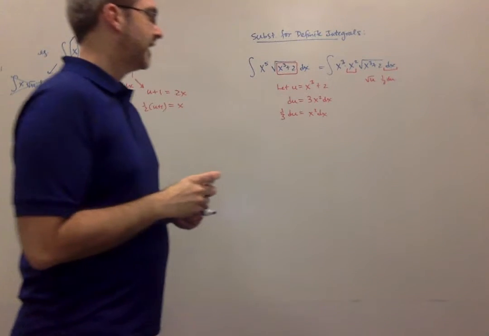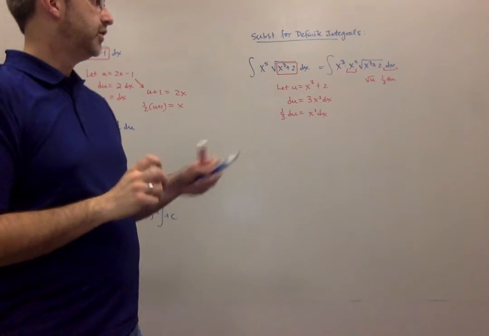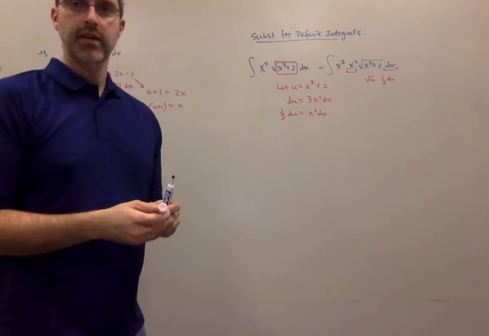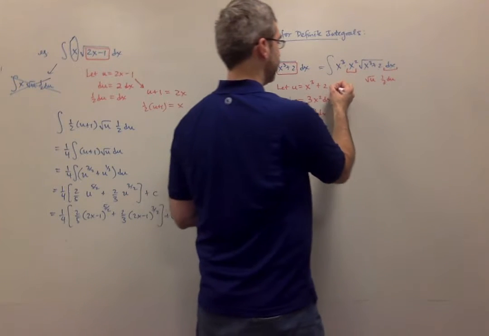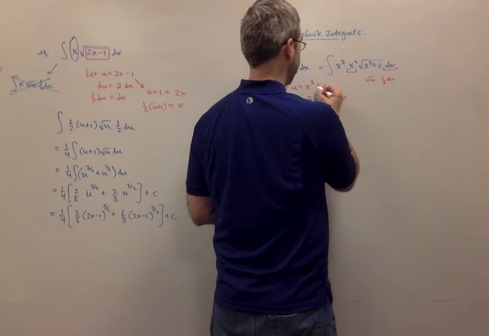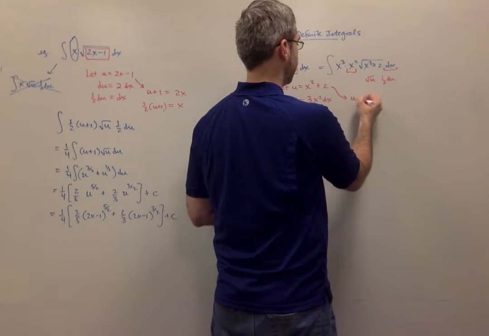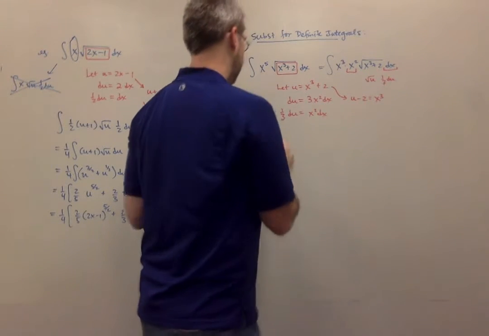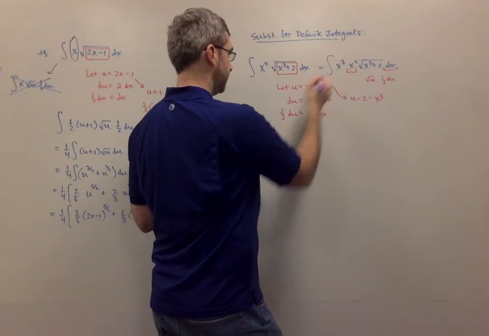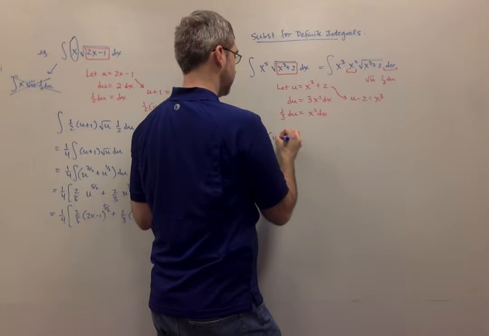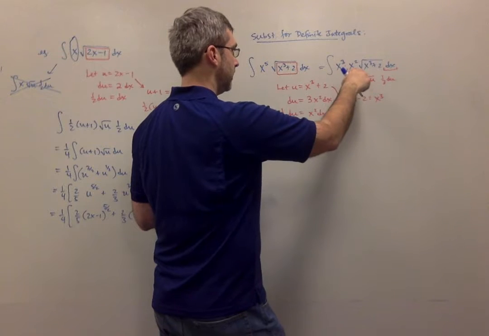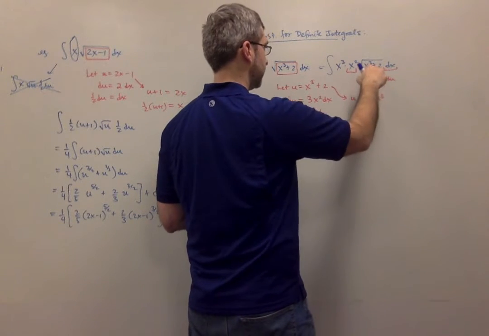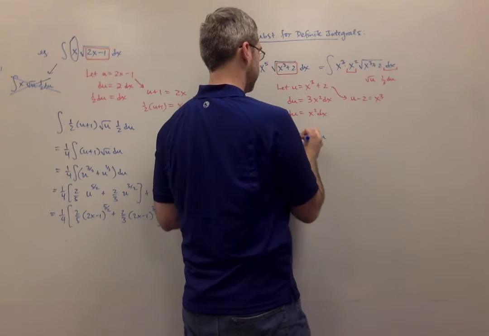But I've got that pesky x cubed sitting here that I haven't substituted for yet. How am I going to get rid of that? Well, what I need to do is I'm going to have to solve for x cubed. And what I notice is that u minus 2 is x cubed. So I can put in for the x cubed, I can put that as u minus 2. X squared dx is going to be my 1/3 du. And then this root is just going to be root u.